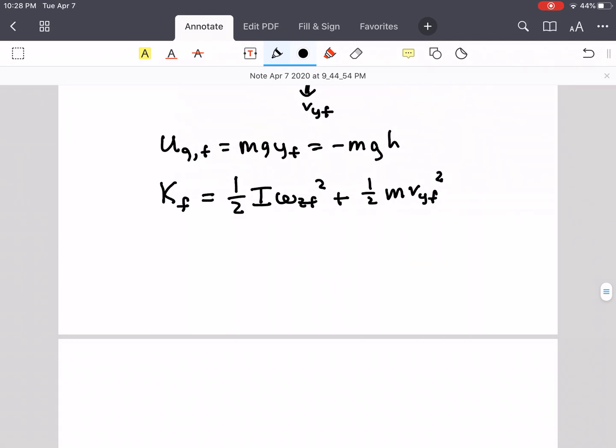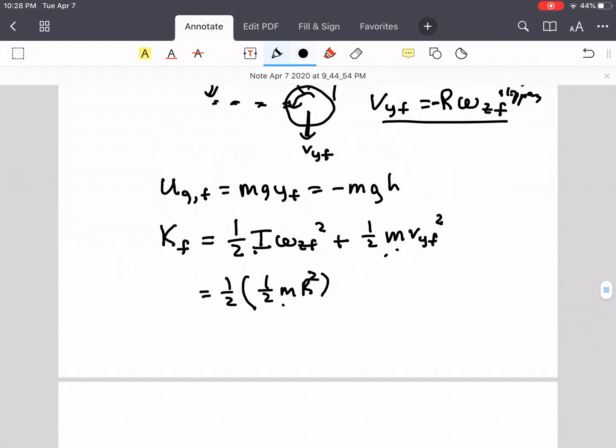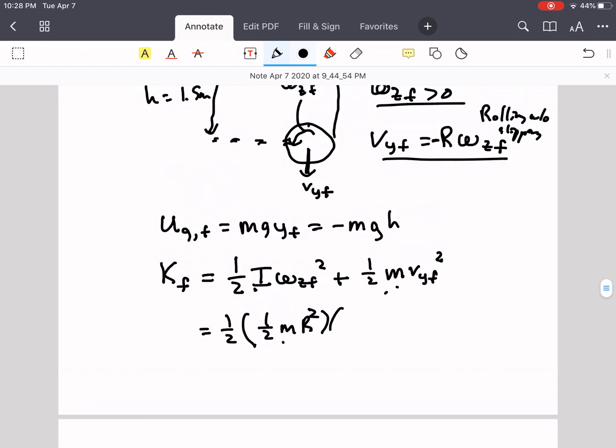Now plugging in what we know about these values, first off, moment of inertia for a cylinder, we use it time and again, 1/2 mr squared. Notice this is the same mass in both of these terms because it's the same object. The object is both rotating and translating, so the mass is going to enter in both the moment of inertia and in kinetic energy. And omega z final, we saw, was negative Vf over r, but since we're squaring it, we don't really have to care. So this is just Vy final over r squared plus 1/2 mv final squared.